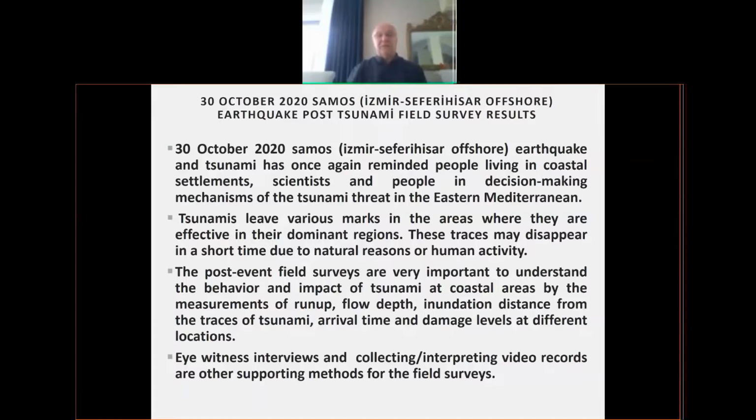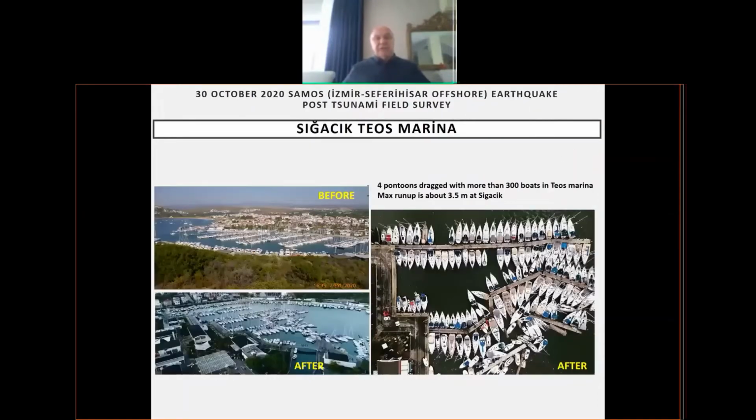unknown parameters of tsunamis. So we did those, and there is a UNESCO post-tsunami field guide published in 2014. I was the author of that important document. The post-tsunami field survey has also been applied in this study to make it a location that was hit by the tsunami, where Teos Marina and the nearby fishery port had major effect.